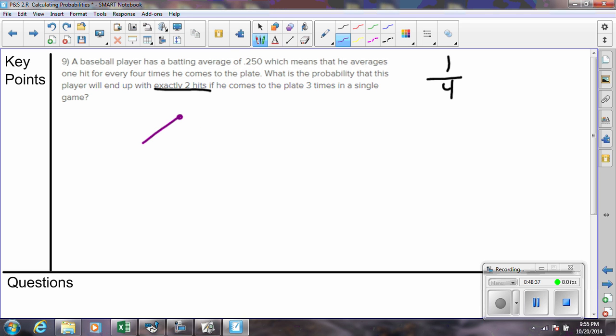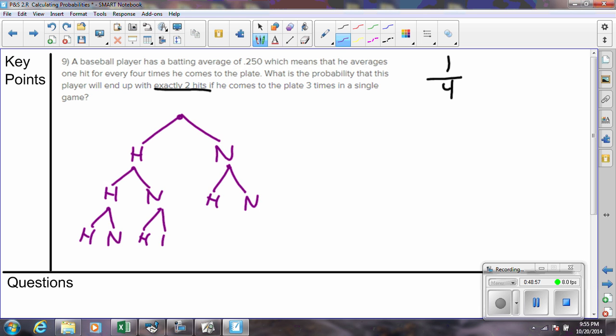Here's at-bat number 1. He could get a hit, or he could get not. For at-bat number 2, he could get a hit, or not. And then we've got at-bat number 3, hit or no, hit or no, hit or no, hit or no. We could create a tree diagram this way. And we know every time he comes up, he's got a 25% chance, 1 out of 4.